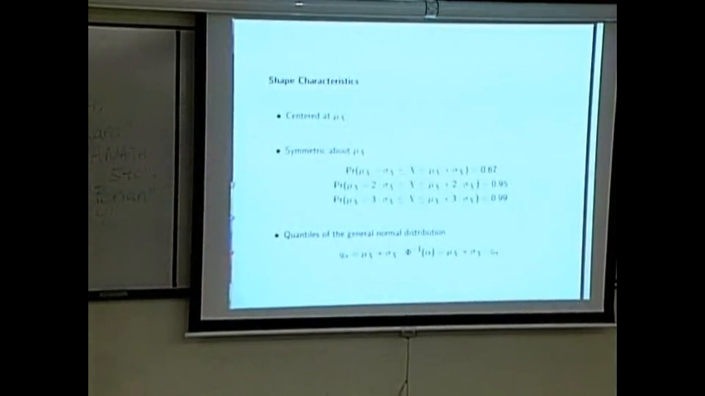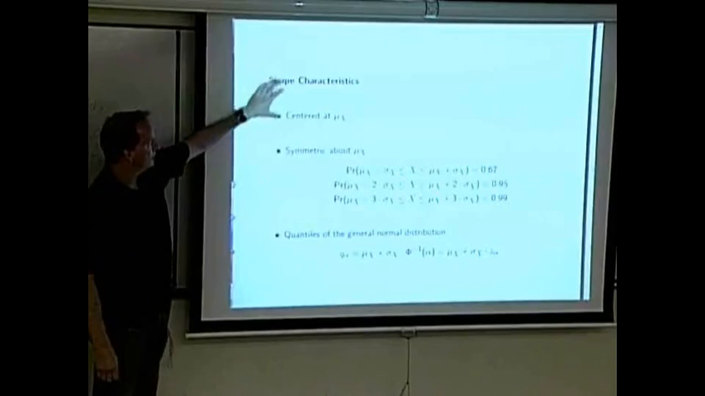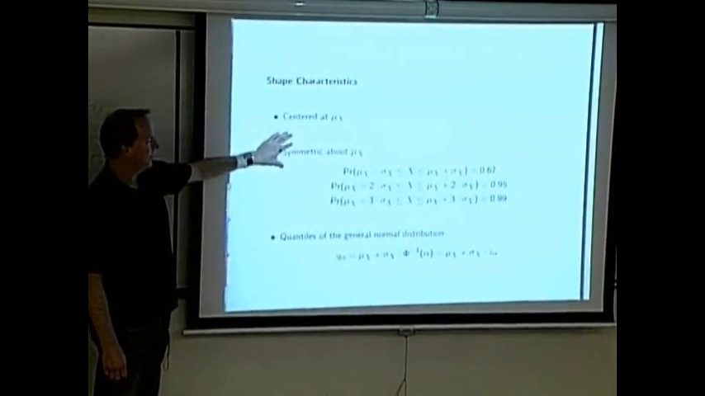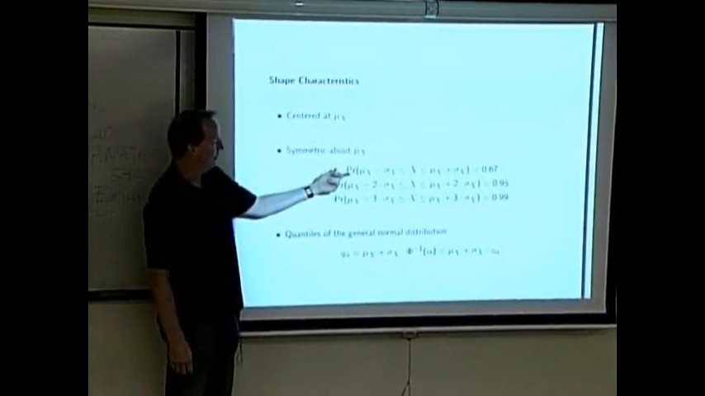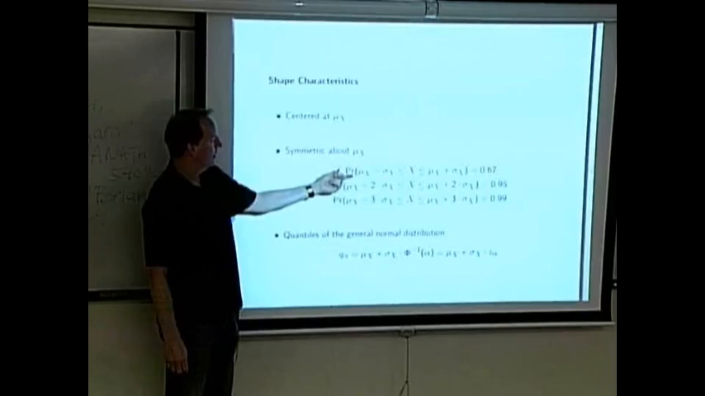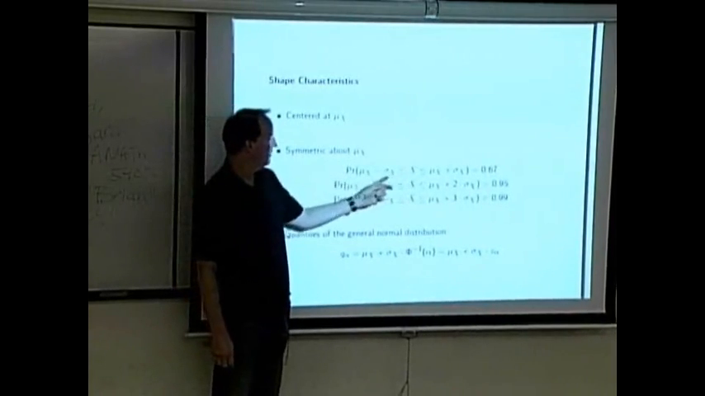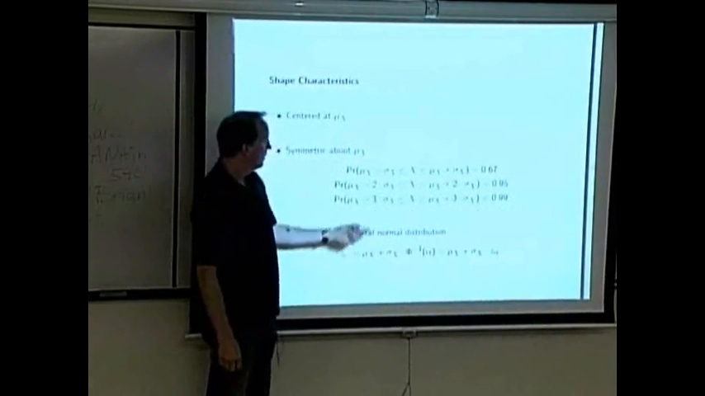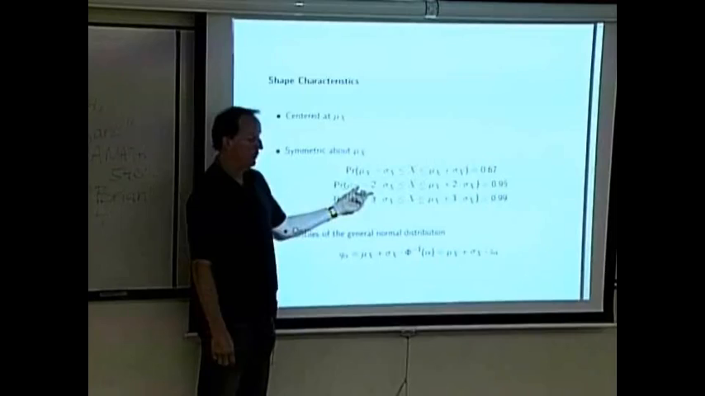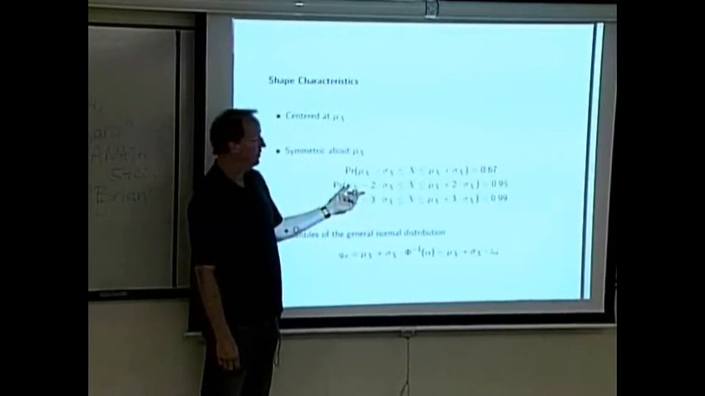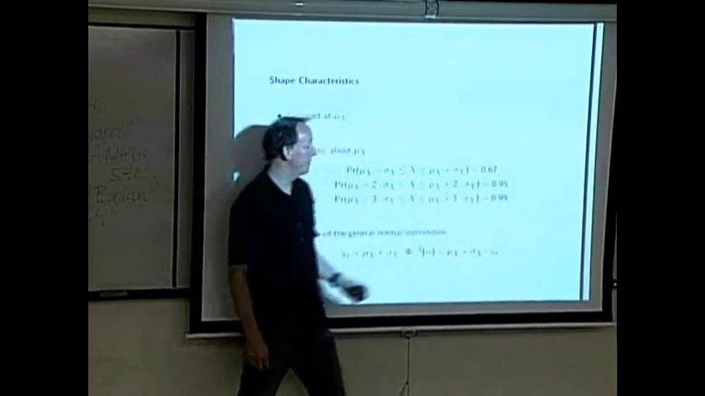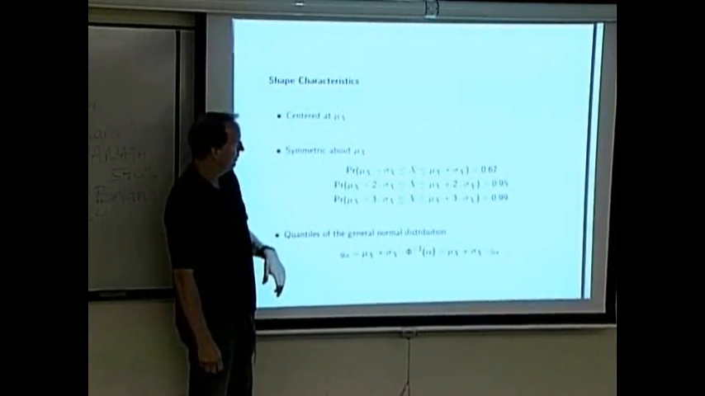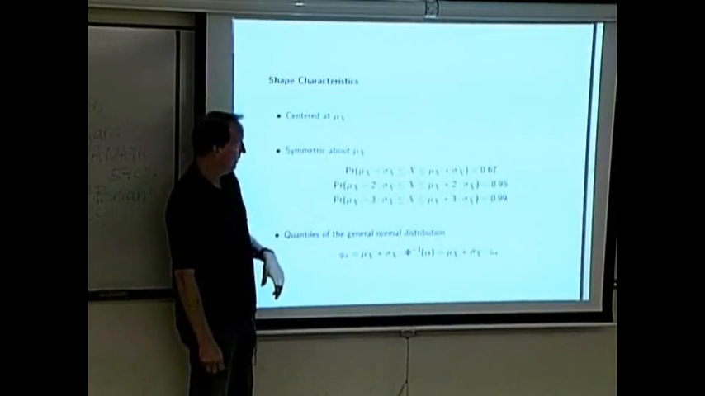Okay. So important facts about the general normal, centered at mu of x. It's symmetric about the mean. And then, again, we have these probability results. The probability that x is within plus and minus 1 standard deviation is 2/3. The probability that x is between plus and minus 2 standard deviations from the mean is 95%. And the probability that the normal is between plus and minus 3 standard deviations is 99%.